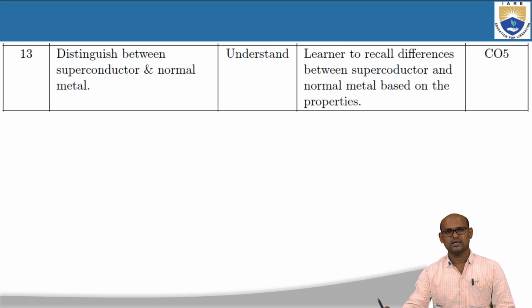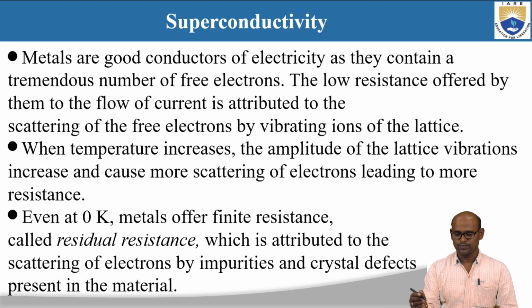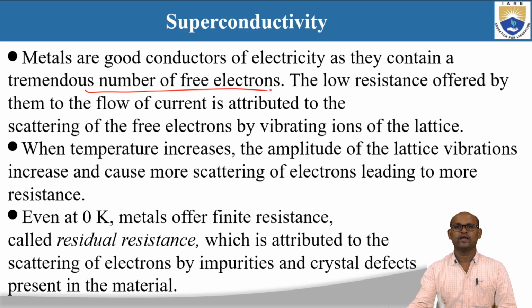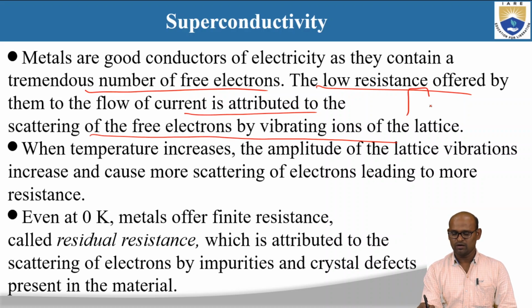Distinguish between superconductor and normal metal. We know that metals are good conductors of electricity because they contain a tremendous number of free electrons, and the low resistance offered by these free electrons is attributed to the scattering of free electrons by the vibrating ions of the lattice. So if you think of a metal as a lattice, each lattice site is occupied by a positive ion and all the free electrons are roaming around in this lattice.